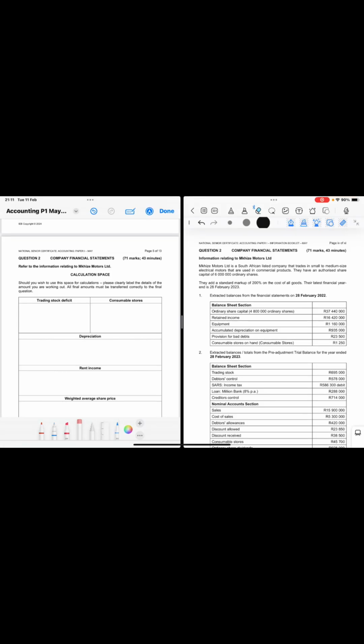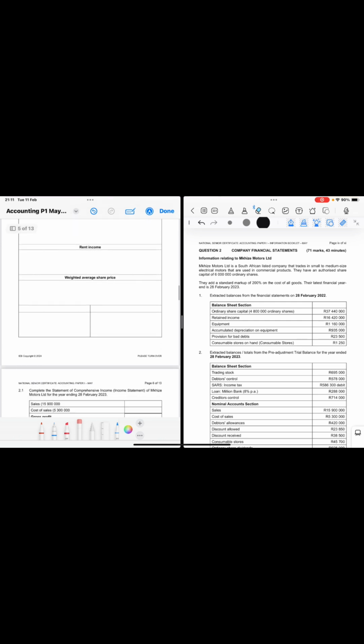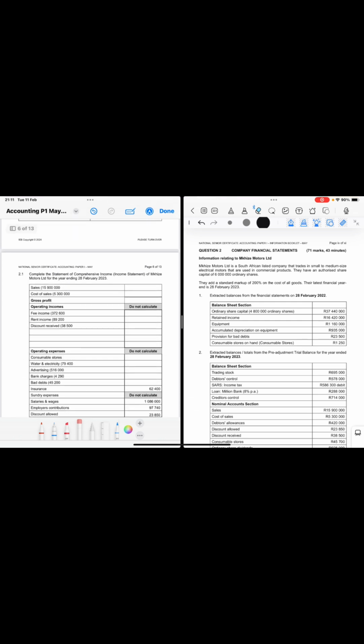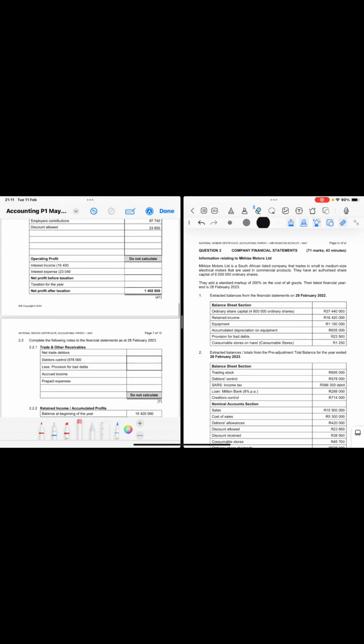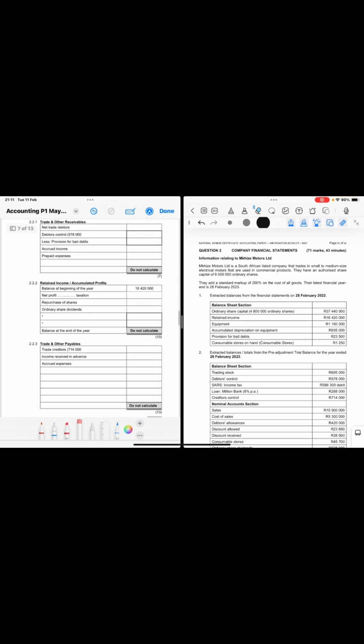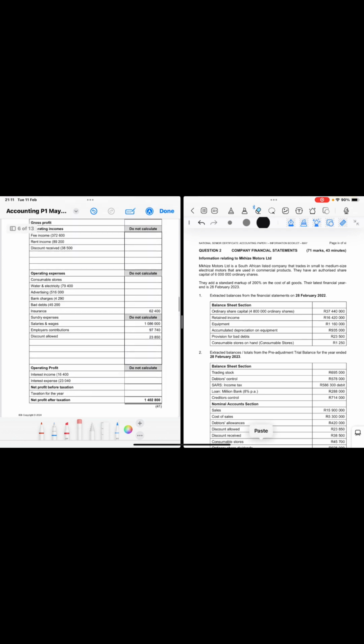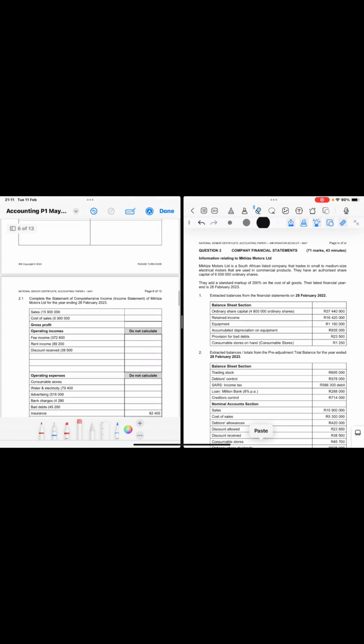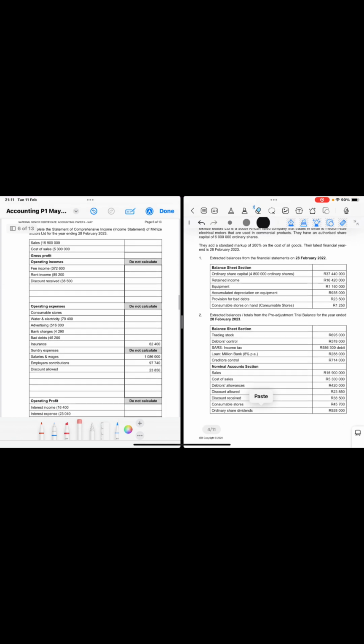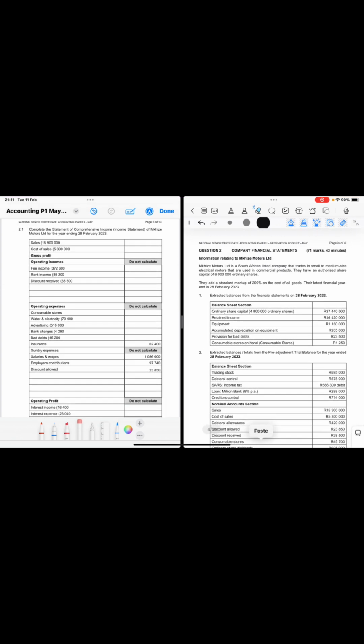And we're looking at the company financial statements. So looking at our working paper, we have been asked to complete the statement of comprehensive income and the following notes. So we're going to start off with doing the statement of comprehensive income. So let's look at our information first. So information relating to Mkhize Motor Limited.